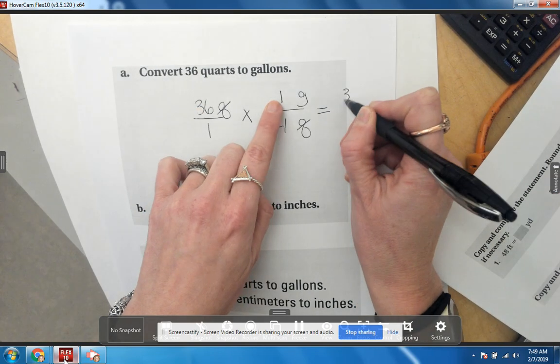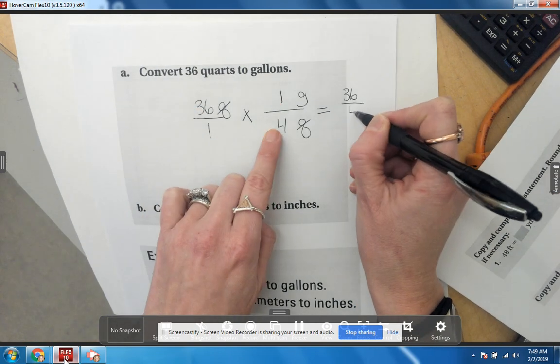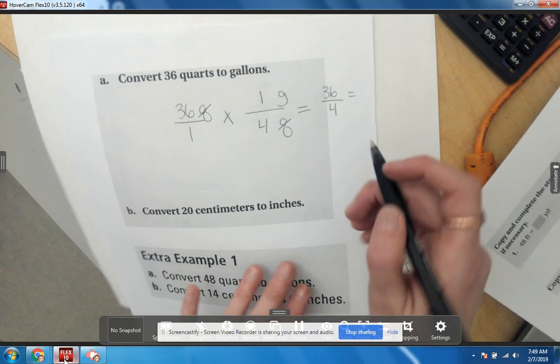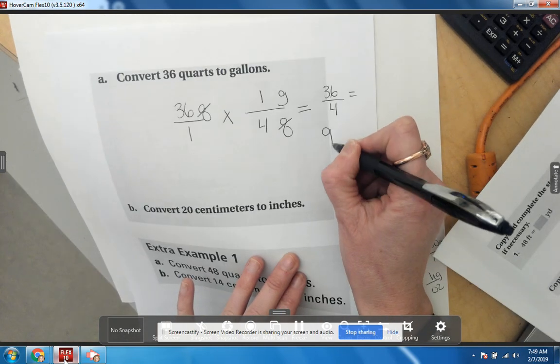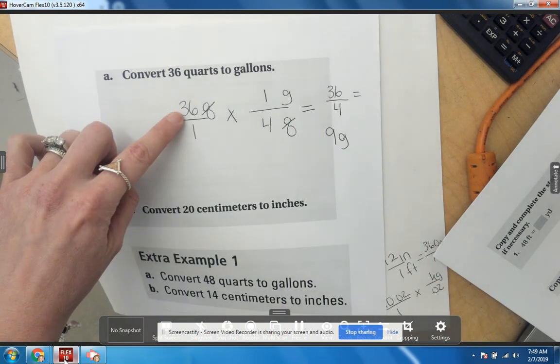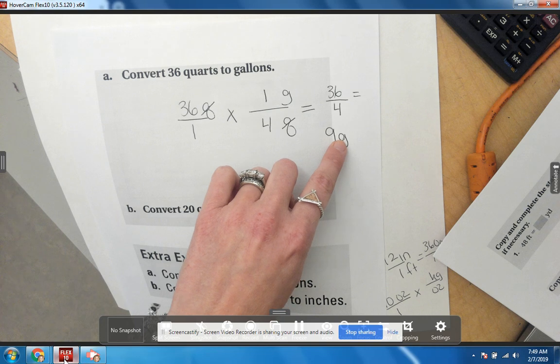I'm going to multiply across. 36 times 1 is 36. 1 times 4 is 4. And then the last part is to divide these two. So you could use a calculator, but I could just do this in my head. So I get 9. The label is gallons. Okay, so if you have 36 quarts, that's the same thing as 9 gallons.